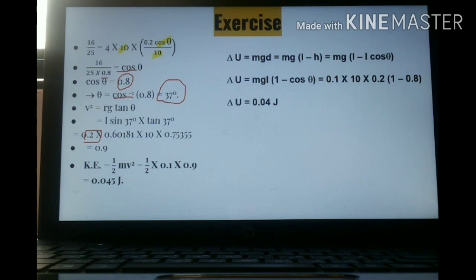G is 10 here. G will also be there, it is not written, it is 10. And 10 tan 37, that is 0.55. Okay.